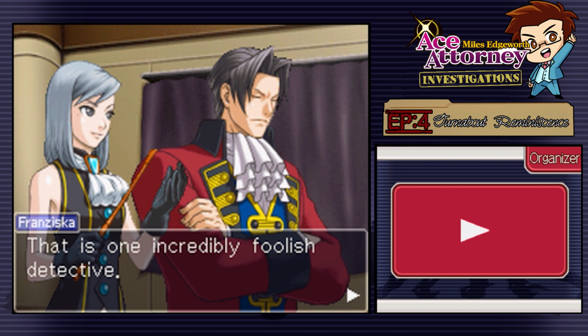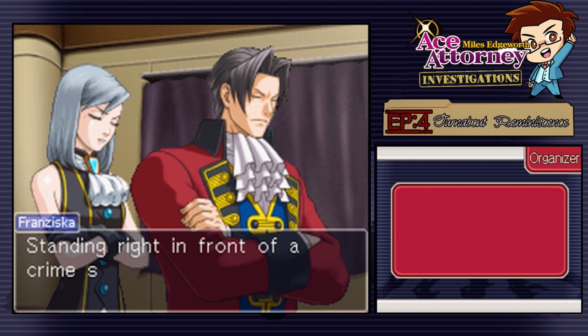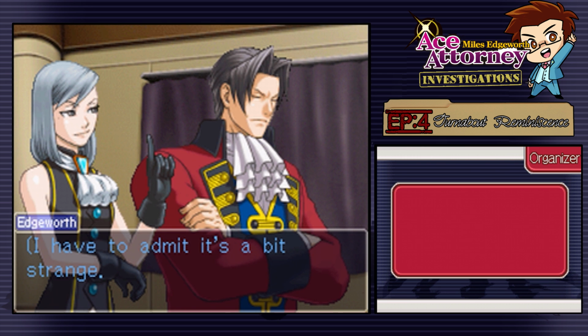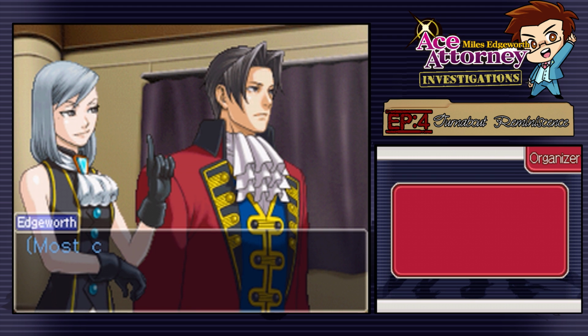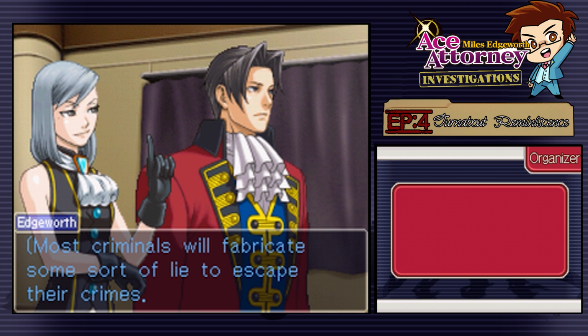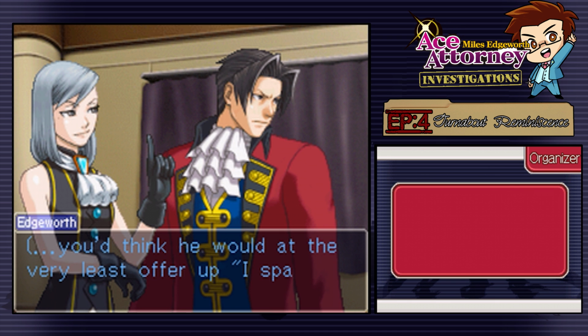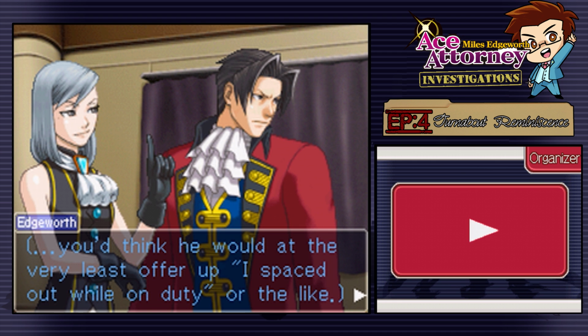That is one incredibly foolish detective. Standing right in front of a crime scene all by himself. It's as good as a confession of guilt. I have to admit it's a bit strange. Most criminals will fabricate some sort of lie to escape their crimes. And if that detective really wanted to prove that he is innocent, you'd think he would at the very least offer up, I spaced out while on duty or the like.